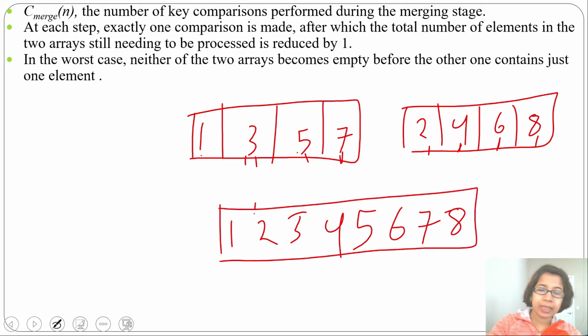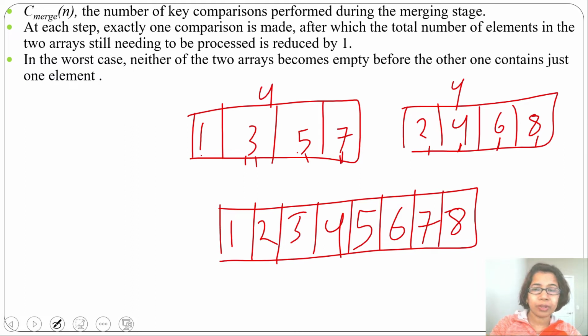So it did 7 comparisons. There are 4 and 4 elements in the two arrays. Here 4 elements, here 4 elements, and the total number of comparisons is 7. So we can say 4 plus 4 minus 1. The size of the first array plus the size of the second array minus 1 is the number of comparisons we did, and that is our worst case number of comparisons.